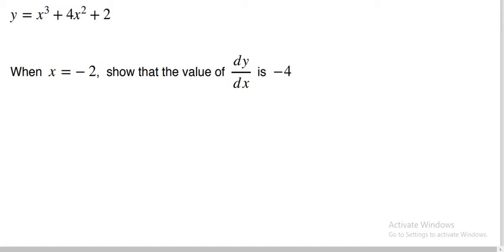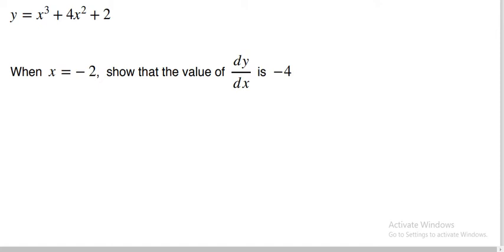The next question. Y equal x to the power of 3 plus 4x power 2 plus 2. When x equal negative 2, show that the value of dy by dx is negative 4. This question is the same as the last question, but in the last question he said find the value, so we do the steps and find the solution, and we won't know exactly if the solution is correct or false. But here it's the same question, the same idea and the same steps, but before solving we know that the answer we have to get is negative 4.